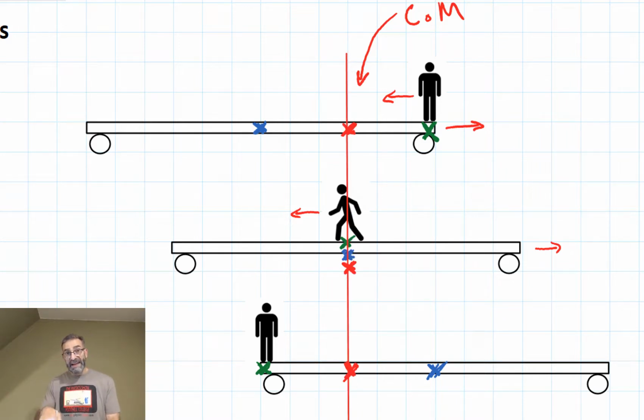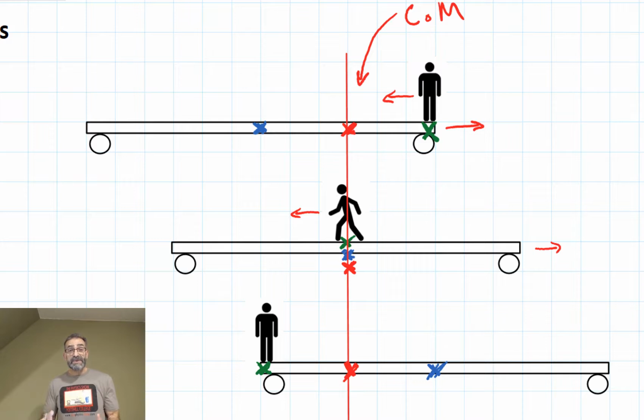So if I draw a line down here at this fixed point in space, the center of mass never moved from that line. It started out there. As the person moved in one direction, the cart moved in the other direction. What happened to the center of mass? It stayed right where it was.